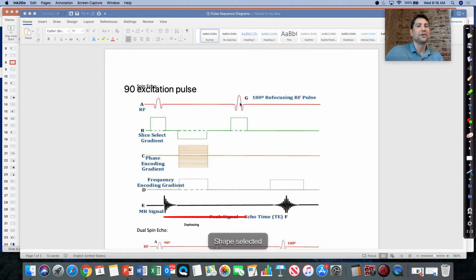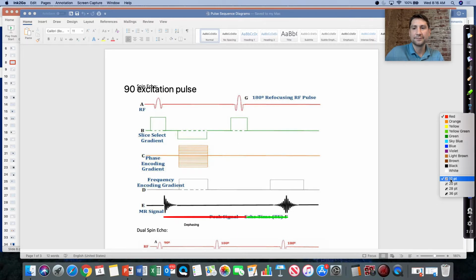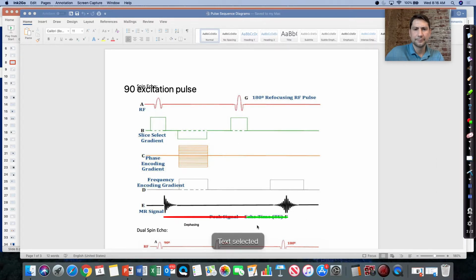Then we have that 180-degree refocusing pulse. So in green, from 180 to peak echo, the spins are rephasing, or growing. This is not typically drawn to scale on these pulse sequence diagrams, but these two should be equivalent.